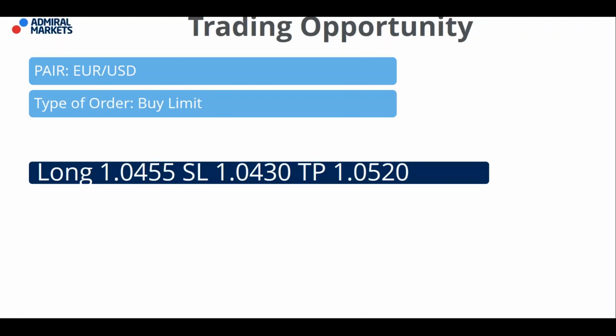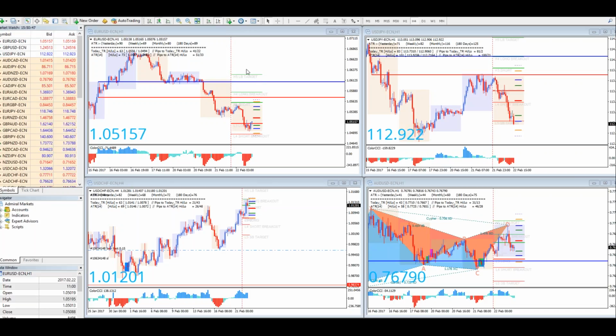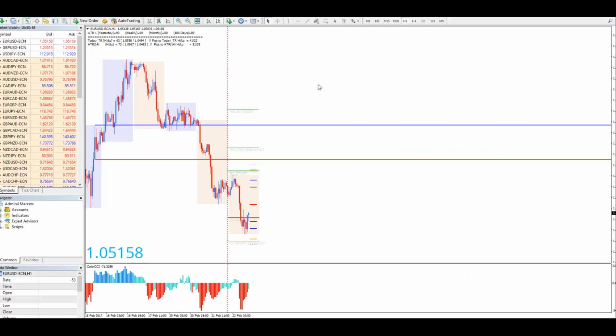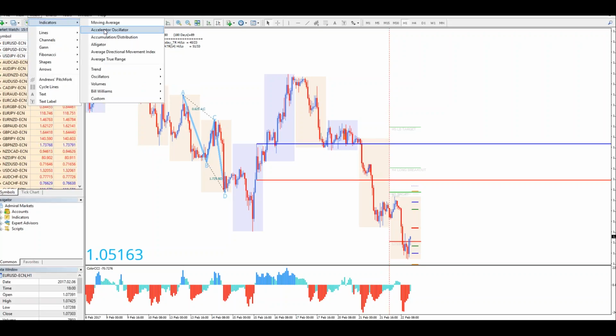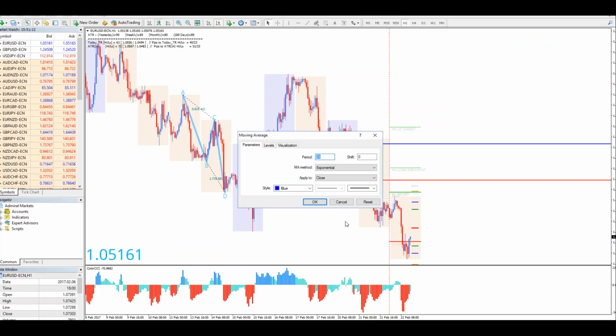Here, guys, this is a euro dollar. This is how it looks on our template. This is the template that we use for live session recaps. Additionally, we might insert indicators such as the 89 exponential moving average.